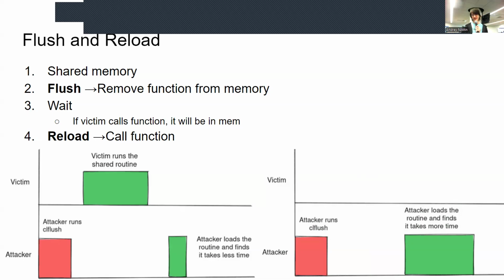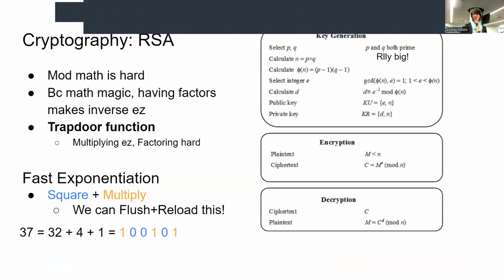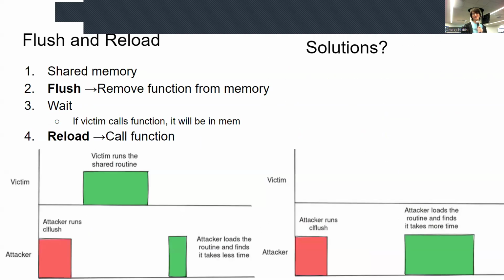Cool. Now let's go into some examples of how this is actually done. Actually, solutions we'll skip for now. No. Let's talk about solutions. Okay. Does anyone have ideas on how we can fix this? Because obviously this is bad. We don't want timing differences because then people can pick up our secrets, our data, our cryptographic keys.